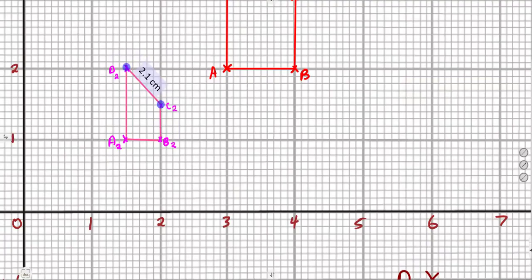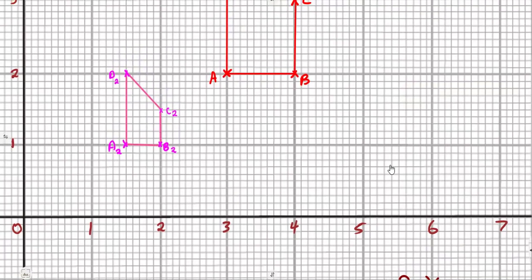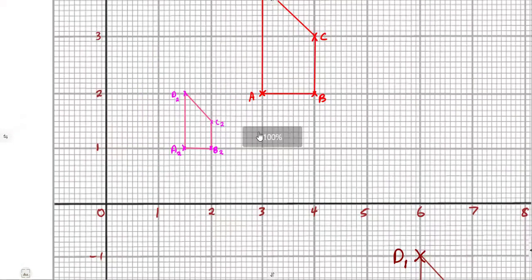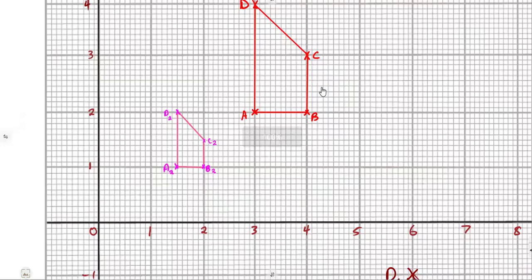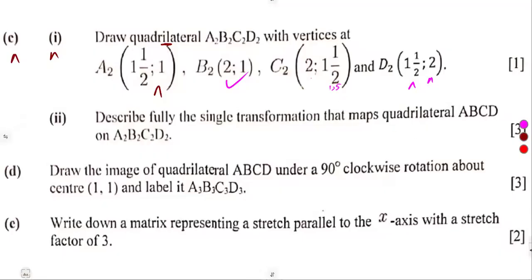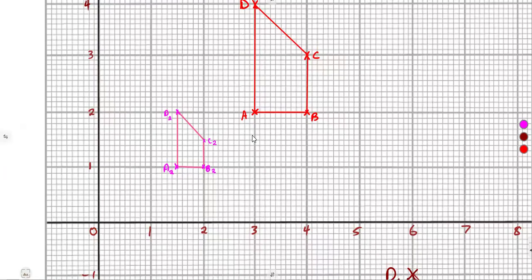As we can see, transformation, there are just some 3 marks. Just imagine having this diagram, a mark for just doing this. Then to further extend this question, they want us now to describe fully the single transformation that maps quadrilateral A, B, C, D onto A2, B2, C, D2. Describe. So transformation is an easy thing, guys.